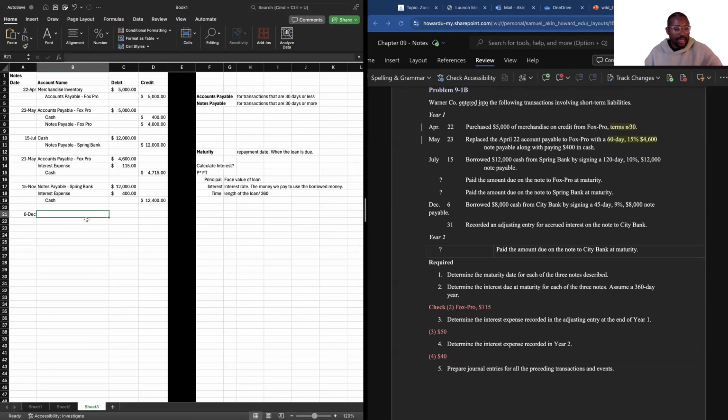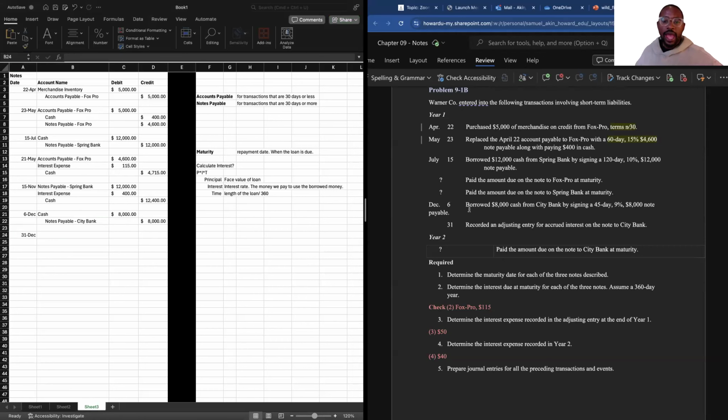So it looks like on 12/6, we borrowed $8,000 cash from Citibank by signing a 45-day 9% note. So that's going to be a debit to cash because we're walking into the bank and we're going to leave with cash. But we did sign a note. So we go notes payable to Citibank for the same amount.